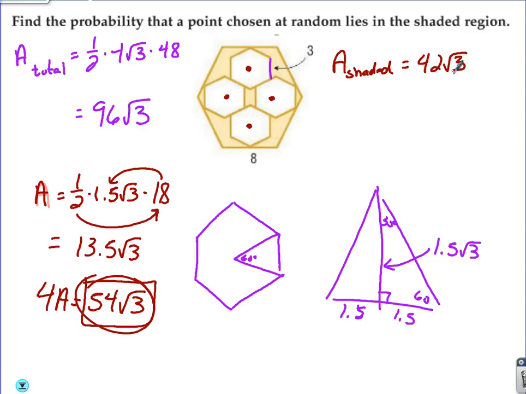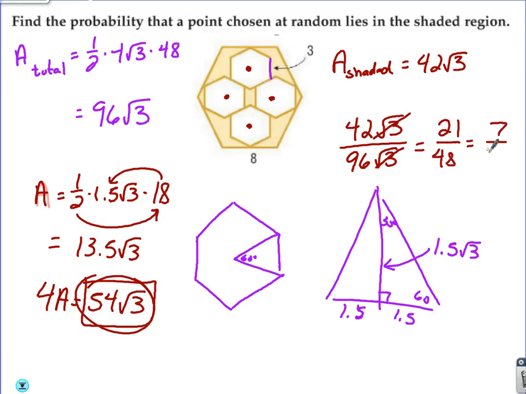Nearly done, right? And I told you to leave it exact for a reason. The probability that if we pick a point at random it's going to be in the shaded region would be the area of the shaded region divided by the total area. See why I told you to leave it? Root 3's cancel. That leaves you with 42 out of 96, which I believe would reduce to 21 out of 48, which would reduce again to 7 out of 16.